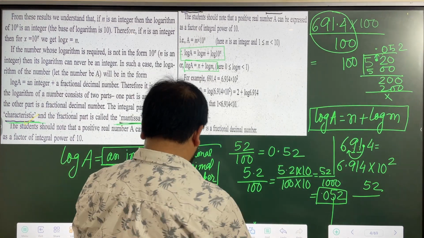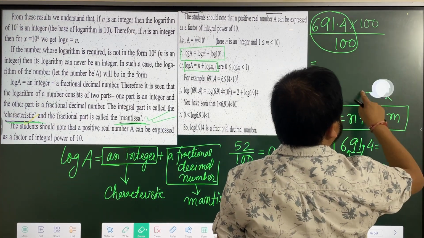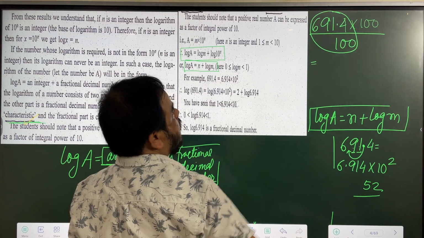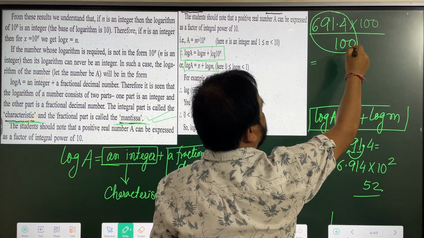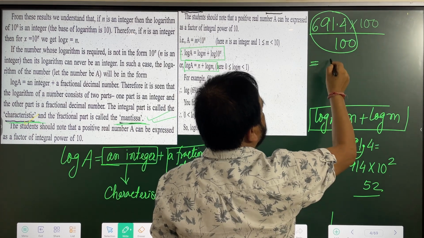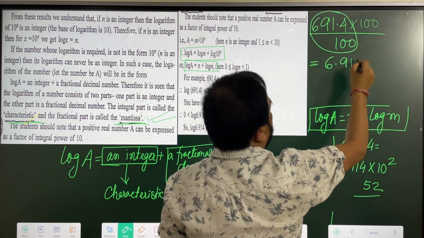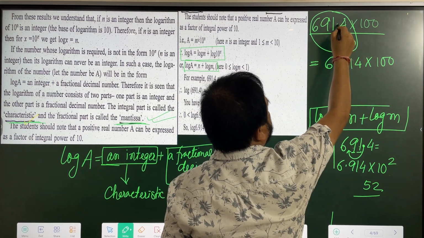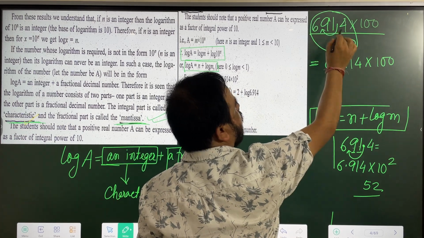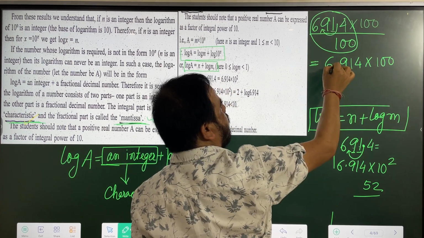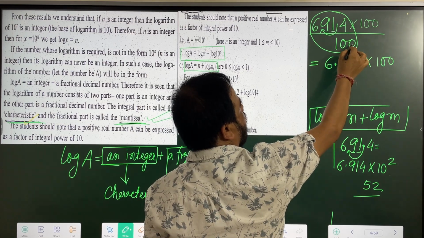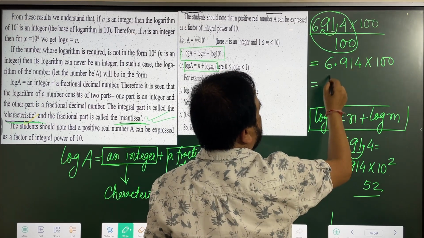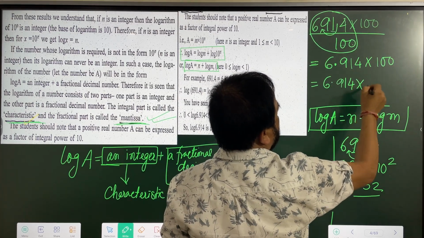So what I was explaining here, 691.4 divided by 100, what answer will we get? 6.914 into 100. 2 zeros are there, so the decimal will move 2 places. 1, 2, then decimal. Because 2 zeros are there. If it is 3 zeros, 3 places will be moving. So this 100 will be as it is. So we can write 6.914 into 10 square.